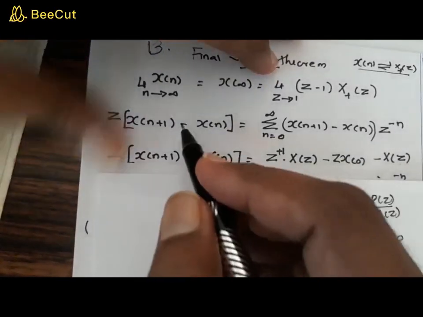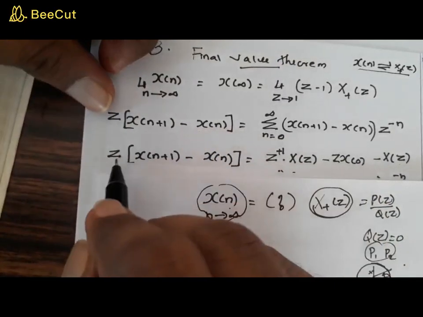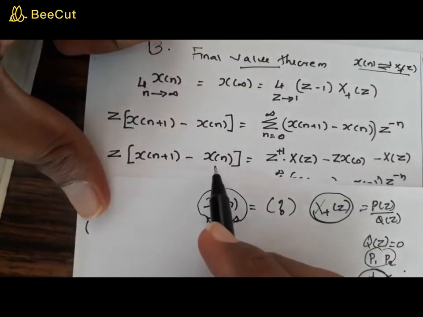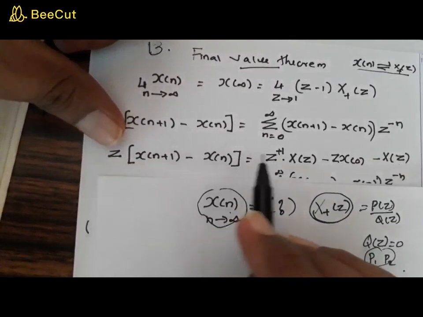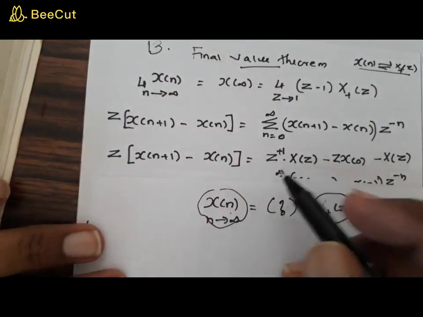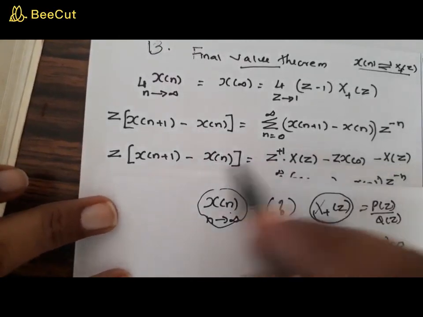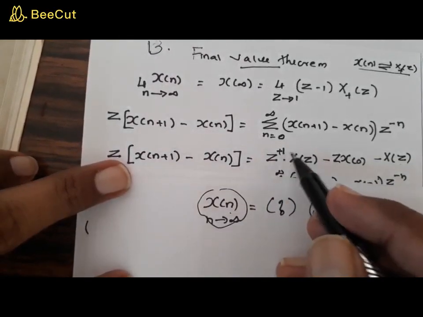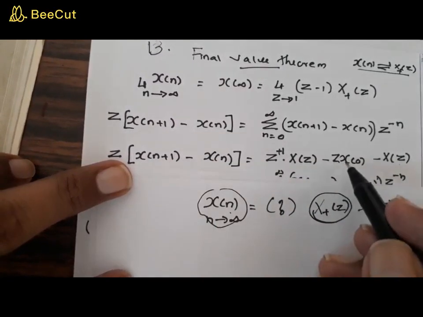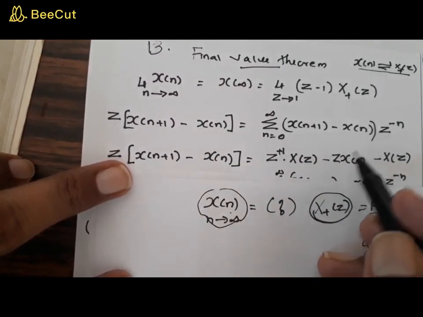Now let us move on to the left hand side. The z transform of x of n plus 1 minus x of n is nothing but, using the special case of time shifting, z raised to m. So instead of m, you have 1, z raised to m into x of z minus z raised to m into x of 0, that is small x of 0.